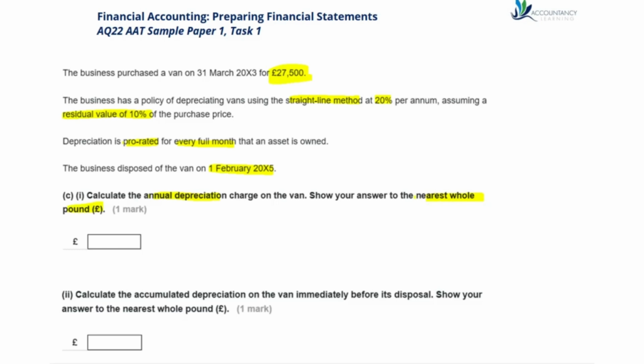So we're straight line method. So first of all, let's work out a depreciable amount, which is the cost of it less the residual value. So 27,500. Then we will take off 10% of that value to give us our depreciable amount, and we times that by 20%. That's our annual charge. And when you've done that calculation, it's £4,950 per year.